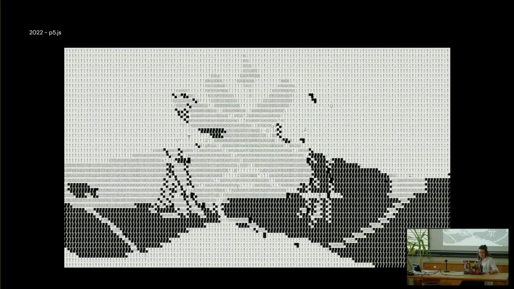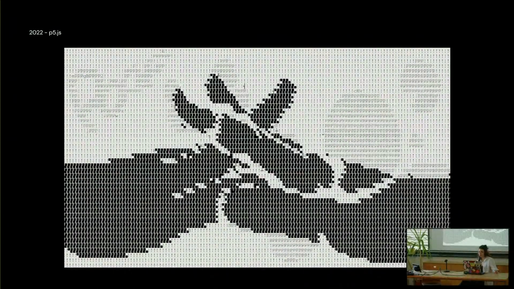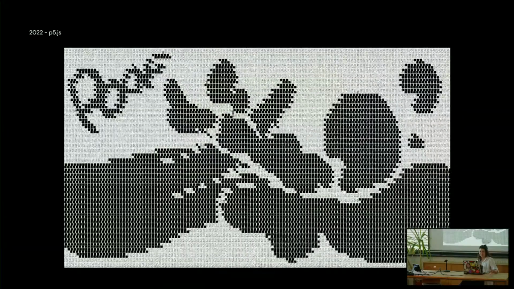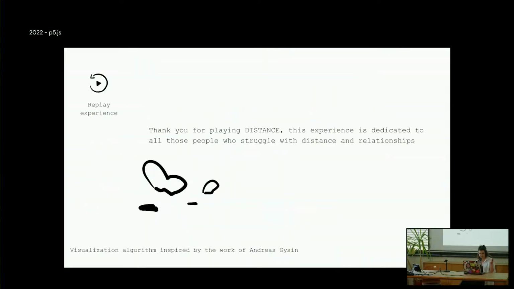But I think something about this experience stayed with me, subconsciously, because it was the first time having fun with something that is related to typography, because it's about characters.